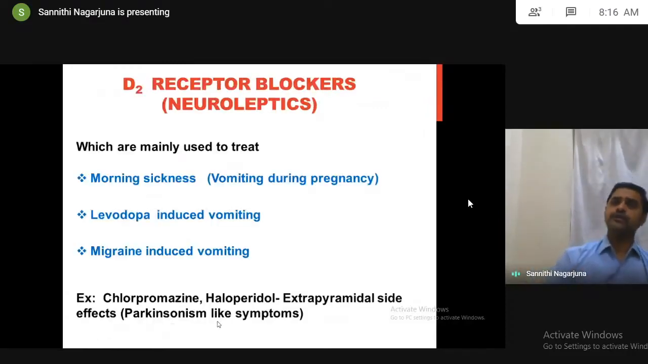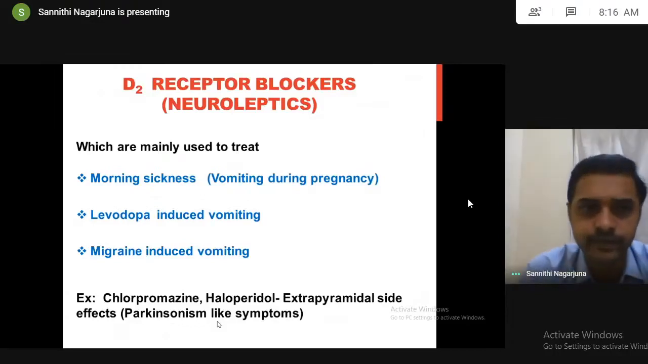Coming to the D2 receptor blockers, neuroleptics. They are majorly used to treat morning sickness, vomiting in pregnancy, as we discussed already. What conditions produce vomiting due to stimulation of D2 receptors? They are used to treat morning sickness, levodopa-induced vomiting, and migraine-induced vomiting. Examples are chlorpromazine and haloperidol. But since they block D2 receptors, they produce extrapyramidal side effects like Parkinsonism-like side effects.